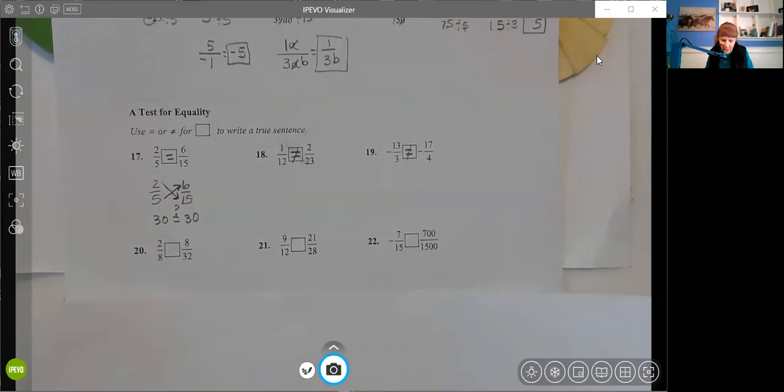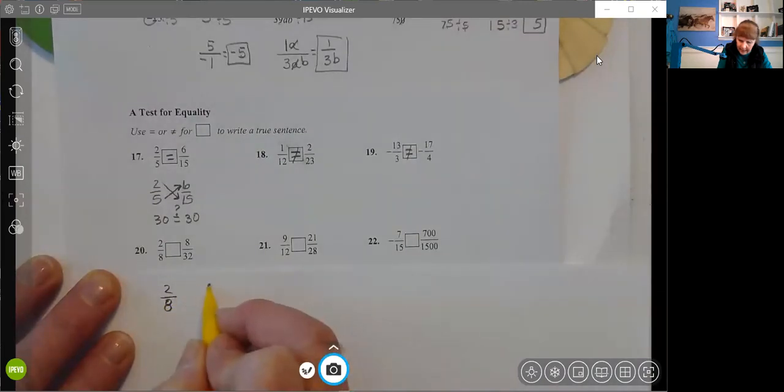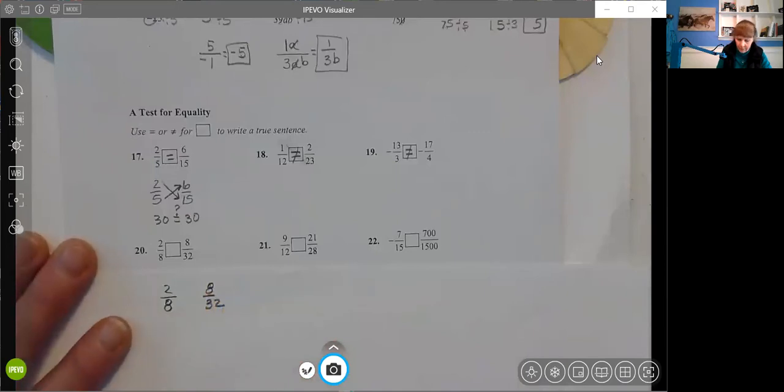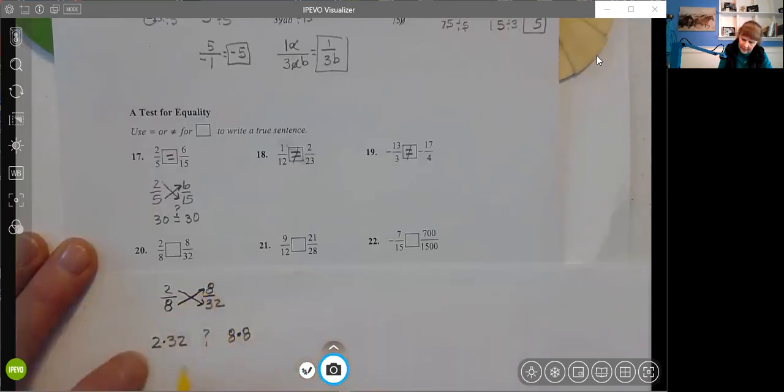Let's just do maybe one more because I think you've probably got this idea. So let's go ahead and look at number 20. Okay, so we're going to take 2 8ths and 8 32nds and see if these fractions represent the same amount. So we're going to cross multiply. 2 times 32. Does that equal 8 times 8? Okay, this gives you 64 when you multiply 64. So they are equal.